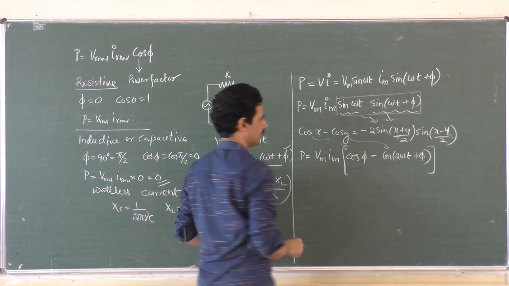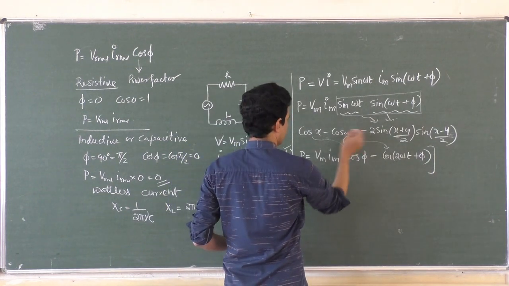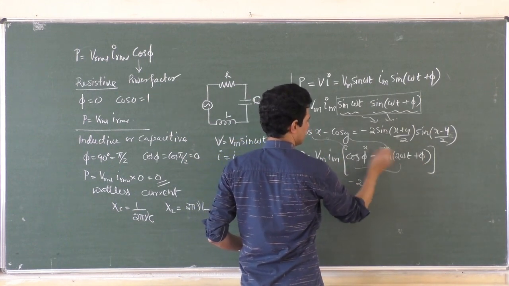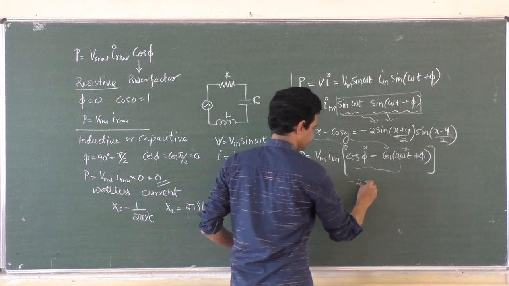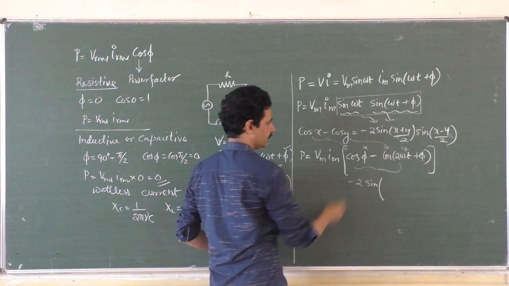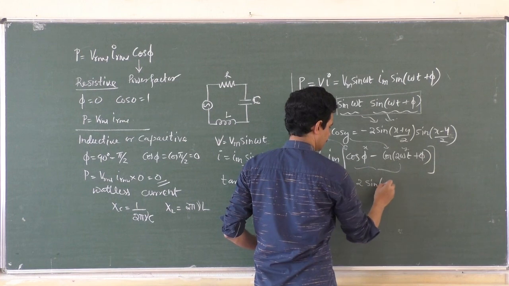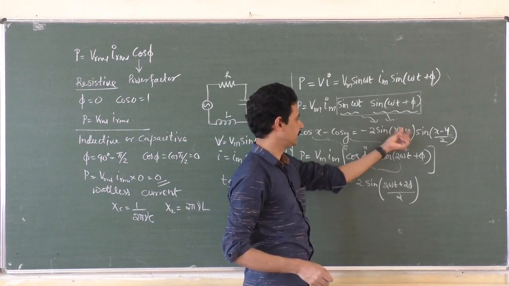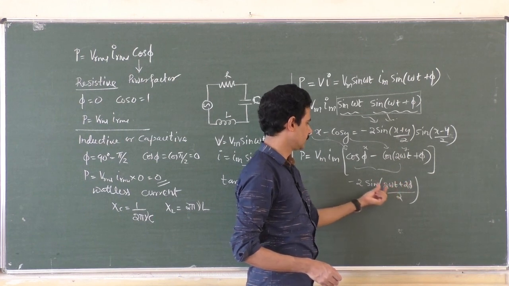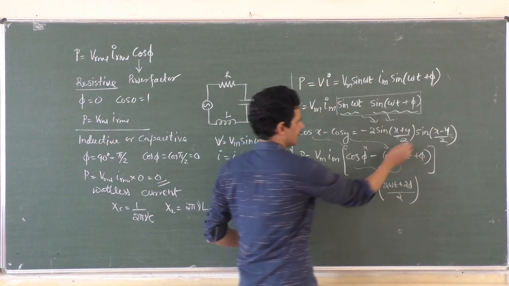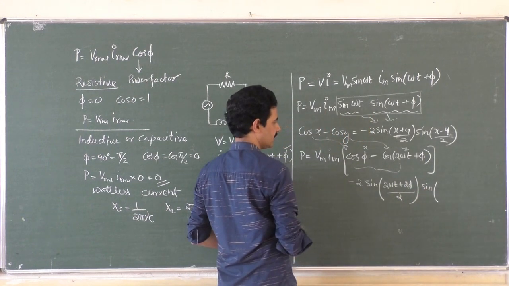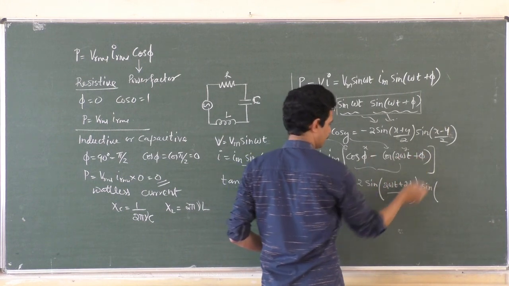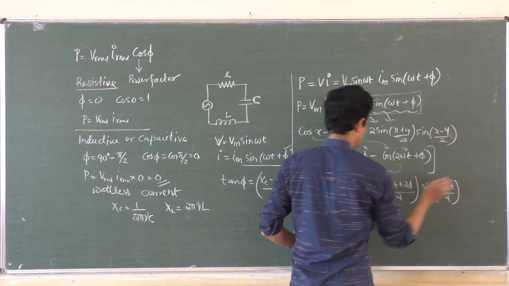Whether this will give you sin omega t into sin omega t plus phi. Yes. See, minus 2. I will put this now. Minus 2 cos x minus cos y, this is x, this is y, correct? Minus 2 sin x plus y by 2, phi plus 2 omega t plus phi, 2 omega t plus 2 phi by 2, correct? Minus 2 sin x plus y by 2, x is phi, y is 2 omega t plus phi. So 2 omega t plus 2 phi by 2, and then sin x minus y by 2. X minus y by 2 means phi minus 2 omega t minus phi, so phi minus 2 omega t minus phi, by 2. Am I right?